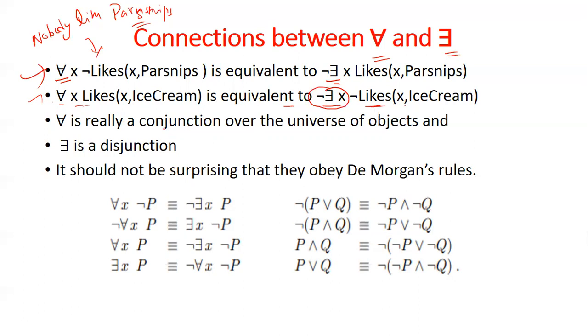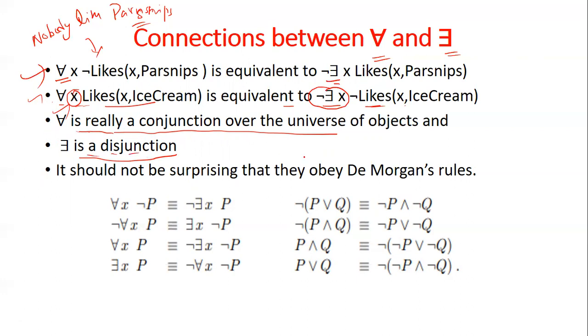Okay. So for all is really a conjunction over the universe, because it includes everything. It expects that for the given statement, the property should be true for everyone. So basically, it's the conjunction over the universe. Whereas there exists is a disjunction. At least one should be true. That's it. For all is a conjunction over the universe. There exists is a disjunction over the universe.